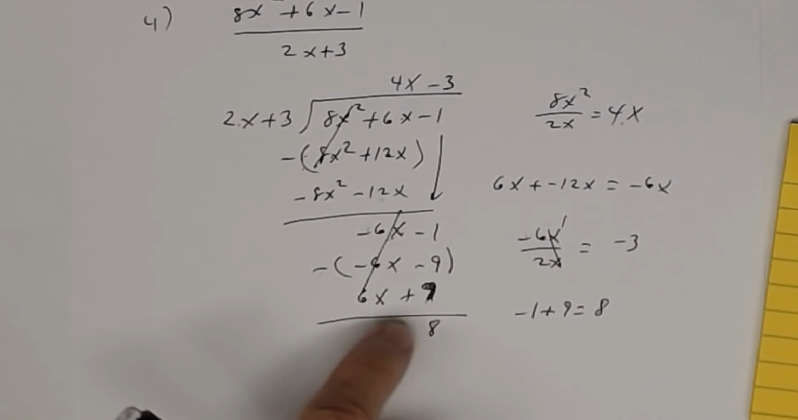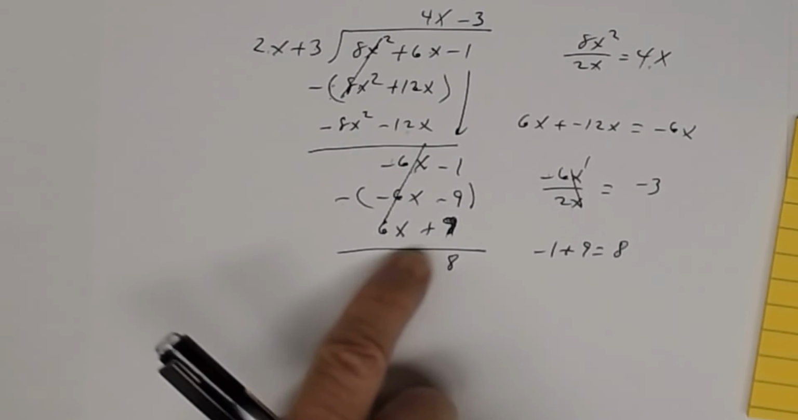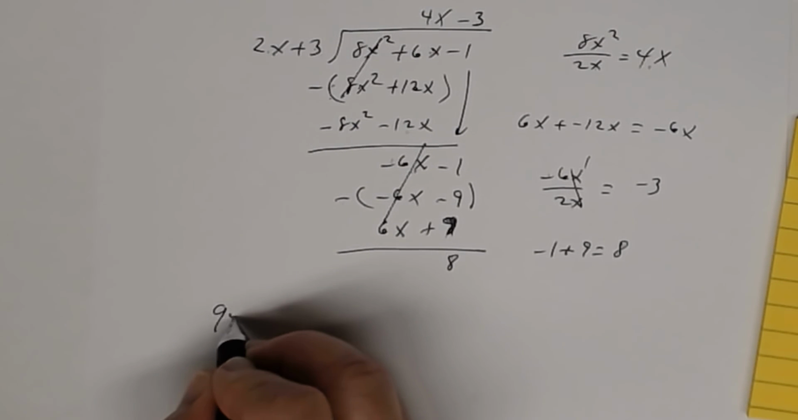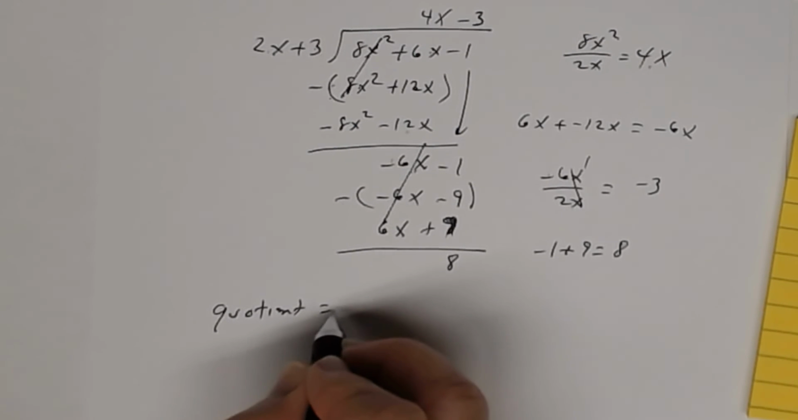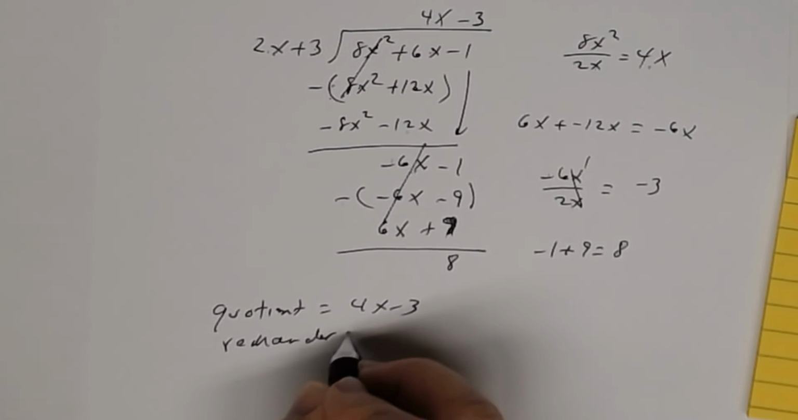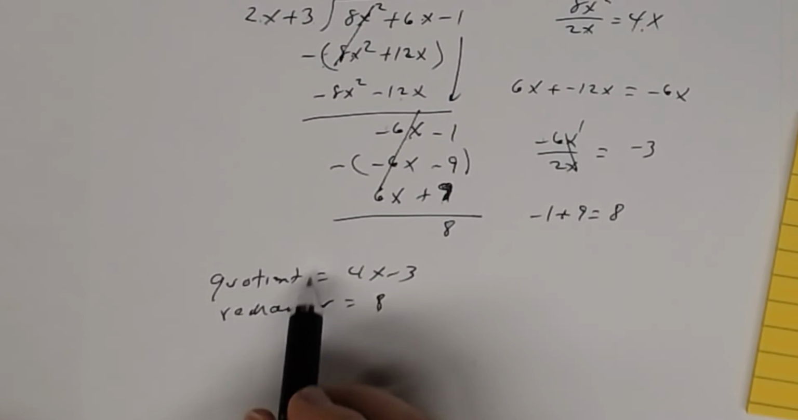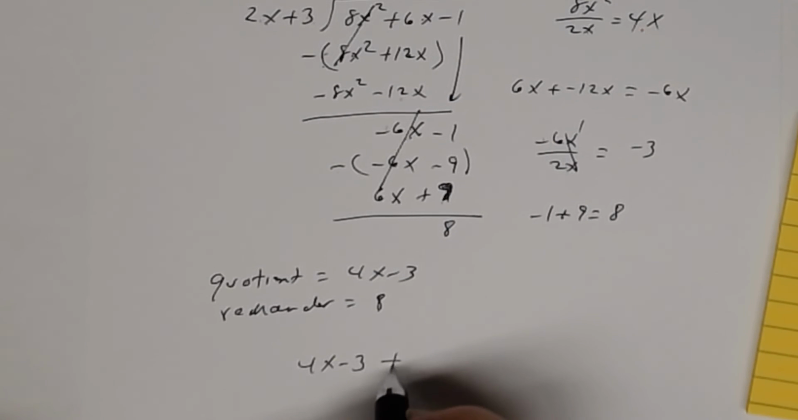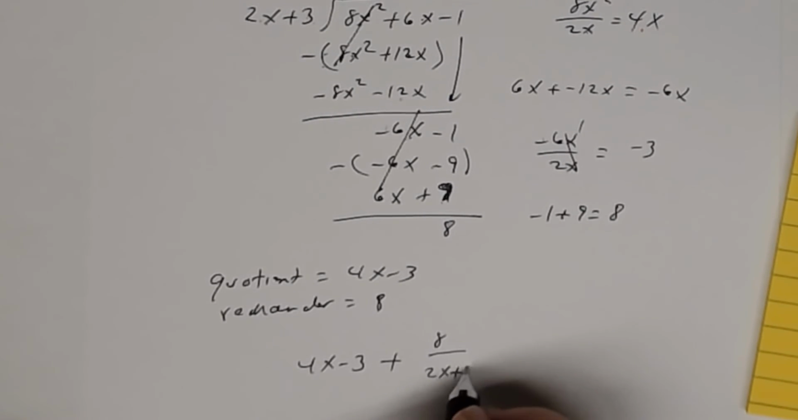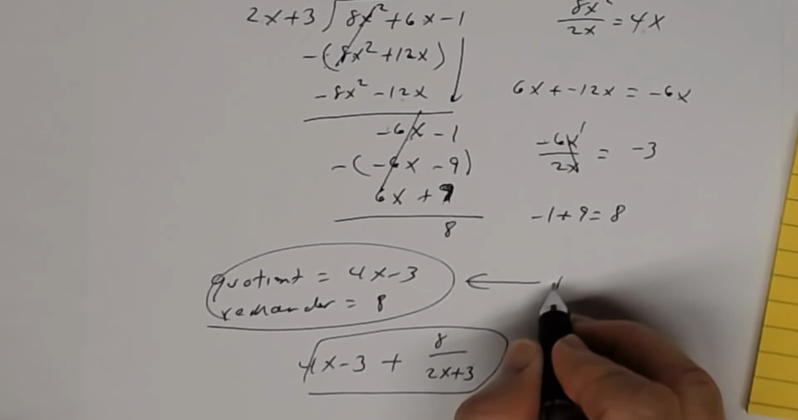The degree of a constant is 0. The degree of this linear factor is 1. You're done. The degree here is less than the degree here. Therefore, your quotient is equal to 4x minus 3. Your remainder is equal to 8. You can also write it as the quotient, which is 4x minus 3, plus the remainder divided by the divisor, which is 2x plus 3. Either one of those is fine. This is the one that you're going to use in this course, though.